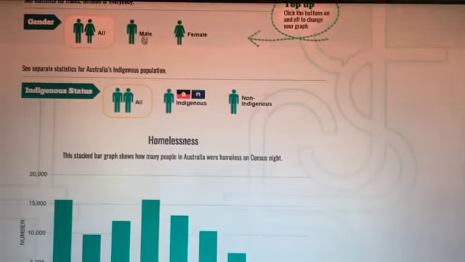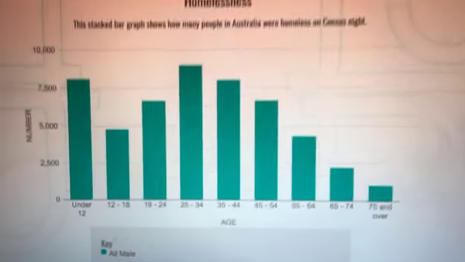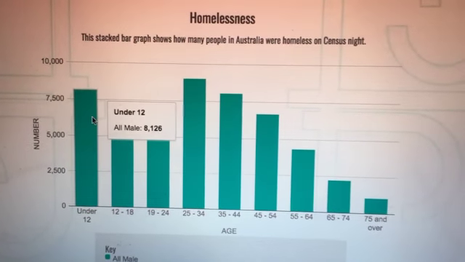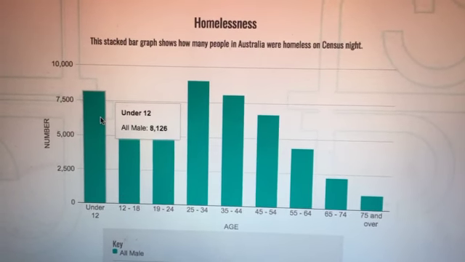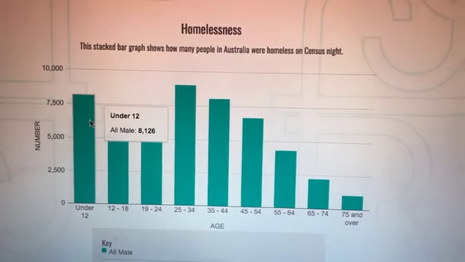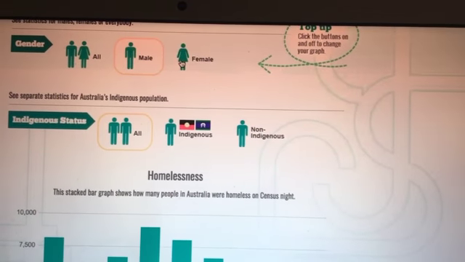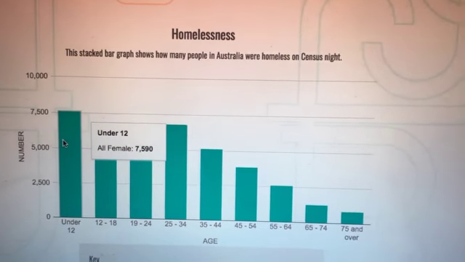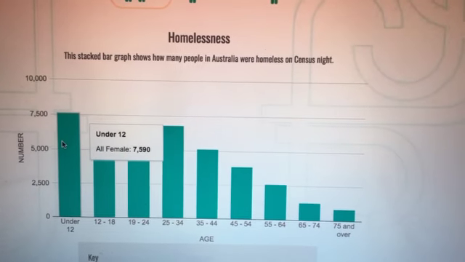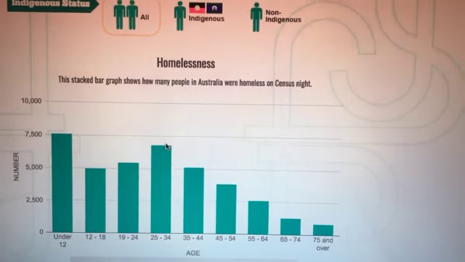So that means we can go up to this button here and we can just press on male. Oh, and you can see the graph changed. And now it's telling us under 12 males, 8,126. We'll take it on to just females only, and there's 7,590. So more boys or more girls homeless? That's right, there's more boys homeless.